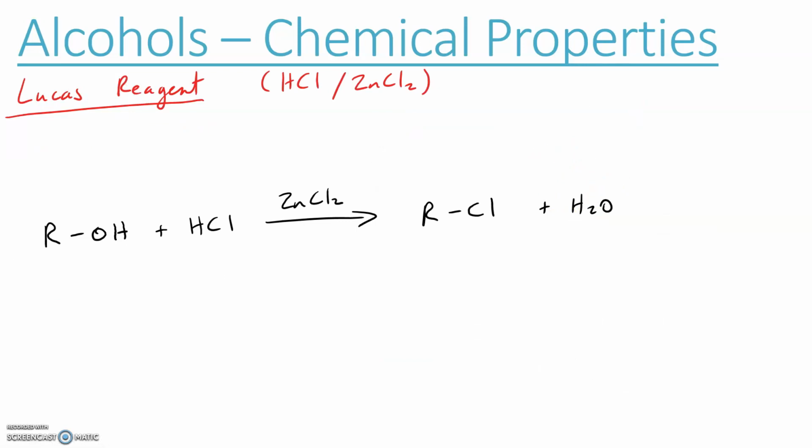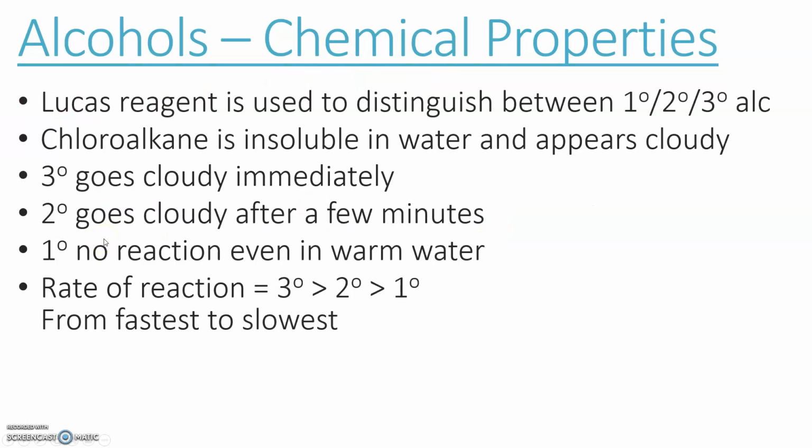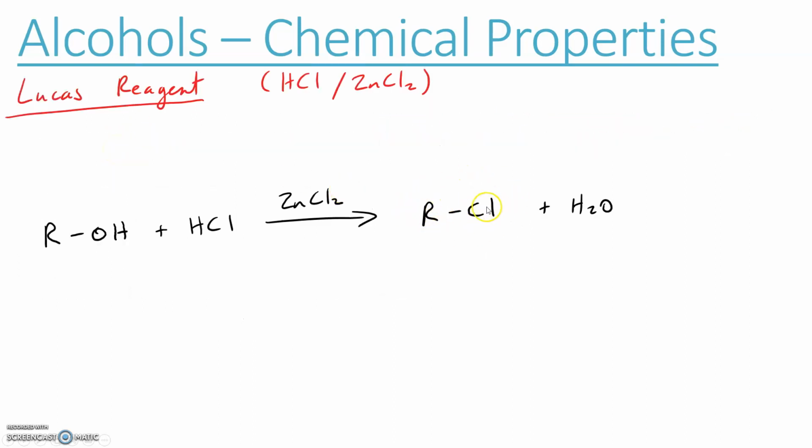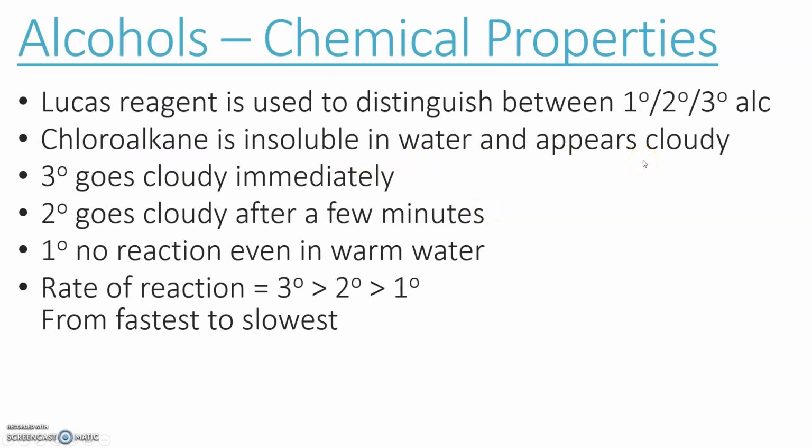A test for tertiary alcohols is using a reagent called Lucas reagent, which is hydrochloric acid and zinc chloride, and we get a substitution reaction where chlorine replaces the OH. Lucas reagent is used to distinguish between primary, secondary, and tertiary alcohols. The chloroalkane that's produced is insoluble in water and appears cloudy. A tertiary alcohol is more reactive with Lucas reagent. It will go cloudy immediately, so it immediately produces the chloroalkane. The secondary will go cloudy, but not until after a few minutes, and the primary will have no reaction even in warm water. So the rate of reaction is fastest with tertiary, slower with secondary, and slowest with primary.